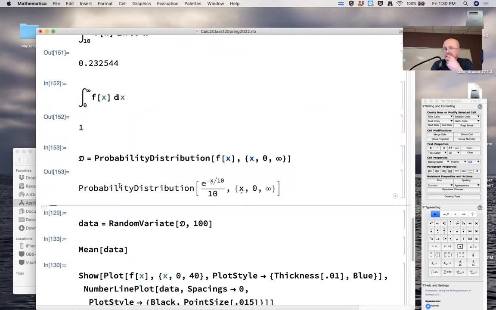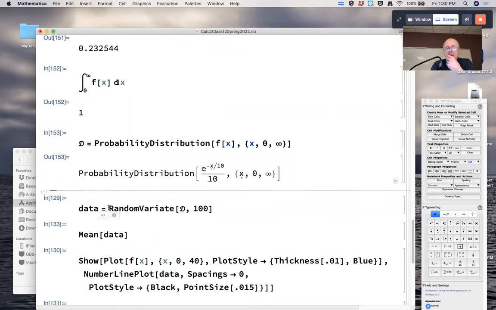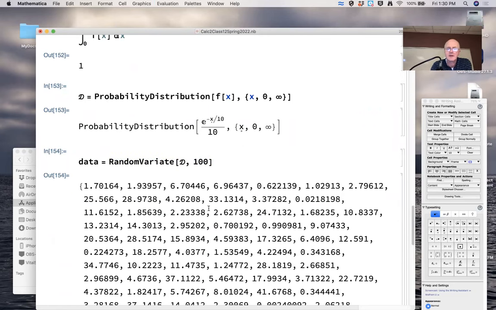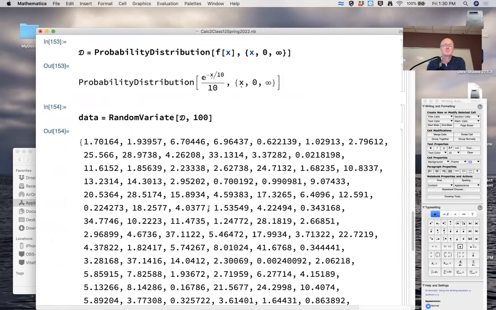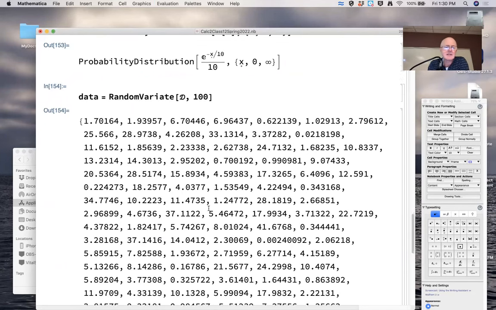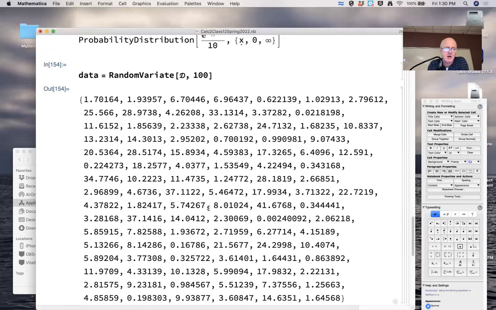Seems like it didn't really do anything, but now if I do this code with random variate and this D here that is the same as the D there, this will generate 100 simulated data points from this distribution. There they are. What I want you to notice about them is that most of these numbers are fairly small, less than 10.